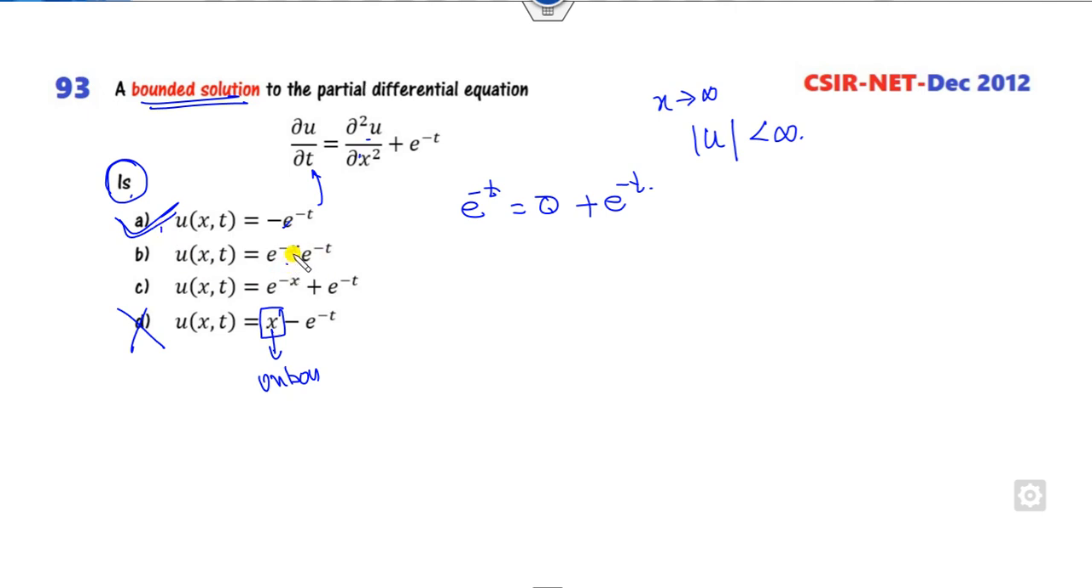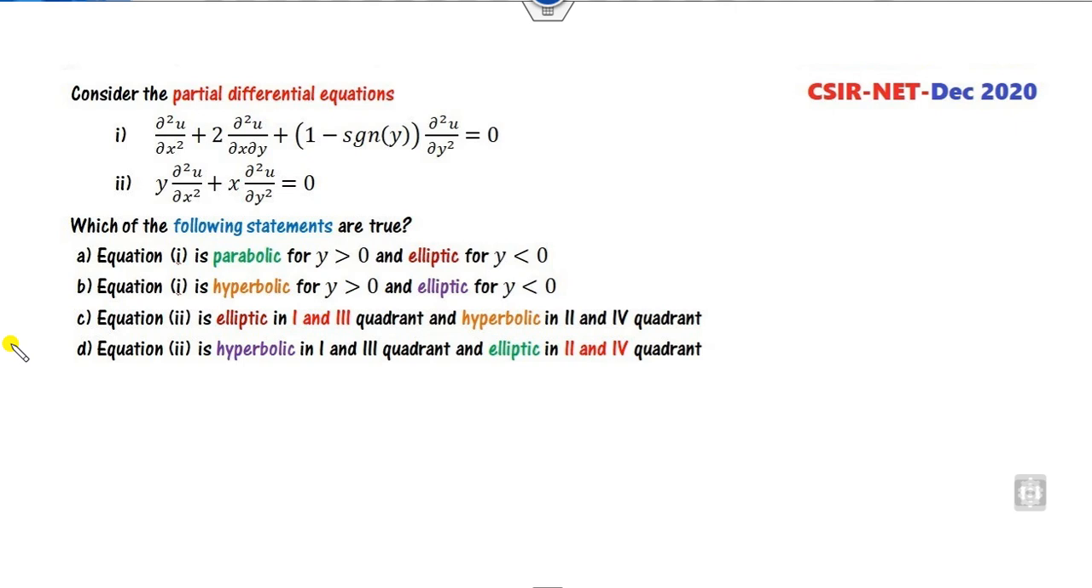Otherwise you can see here, if you take the first derivative, it will be e raised to power minus x of this. What is the second derivative of this? It is plus e raised to power minus t. Clearly they are not equal. Similarly for this, it is not. So a is the right answer.